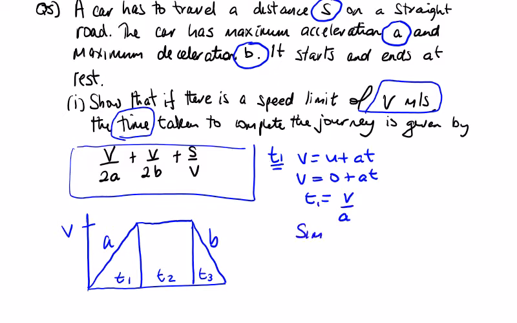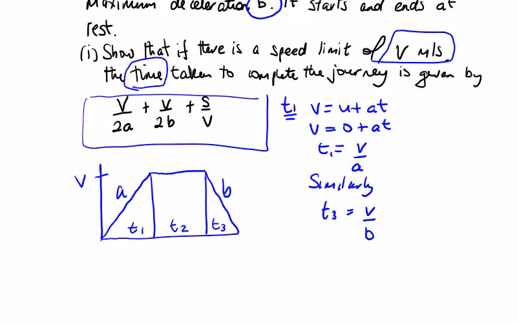Similarly, we can say that t3 is going to be v over b. So let's look at the distance traveled. The total journey is s. So we're going to have to use that in a minute for in here. But let's look at the distance traveled in these two first.